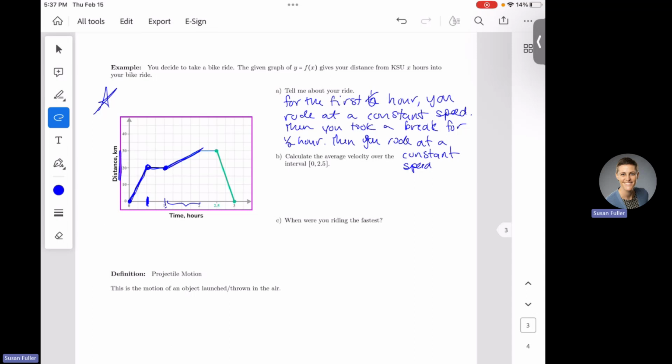So for this whole hour, you rode at a constant speed again, but slower than at the beginning, for an hour. And then after that hour of riding at a slower but constant speed, now we're at 2 hours in. From 2 to 2.5 hours, again, you stayed 30 kilometers away. Then you took another break.